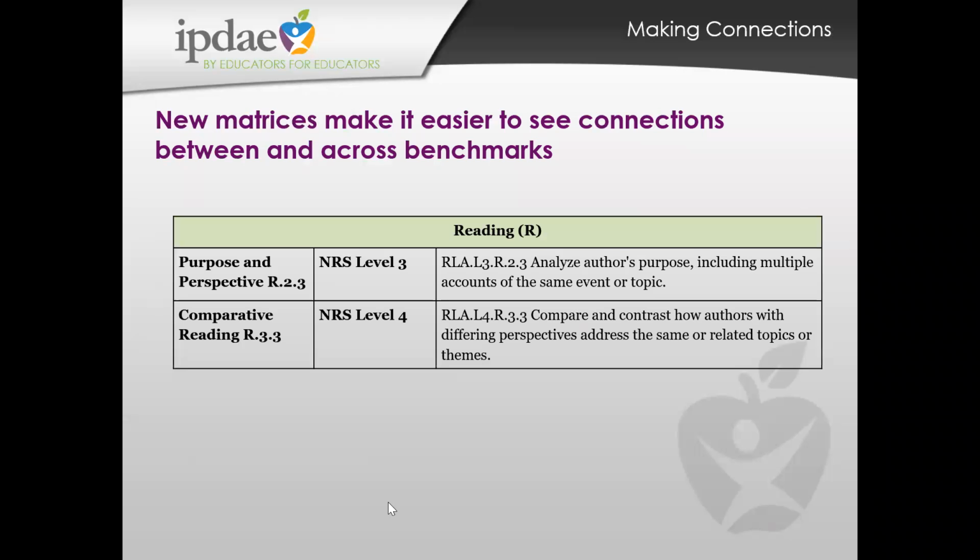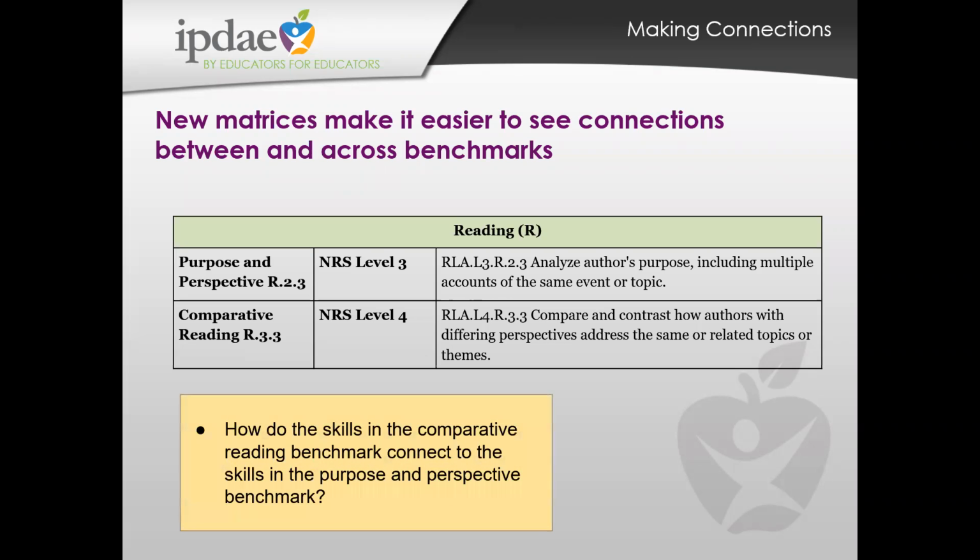In addition, the new RLA matrix helps us see connections between and across benchmarks. In the previous slide, we looked at vertical progressions from levels 1 through 4 within a benchmark. Now I have 2 different benchmarks that I pulled, one at level 3 and one at level 4. Once again, I'm going to give you 45 to 60 seconds of quiet to look at these 2 benchmarks and consider how the skills in the comparative reading benchmark connect to the skills in the purpose and perspective benchmark.